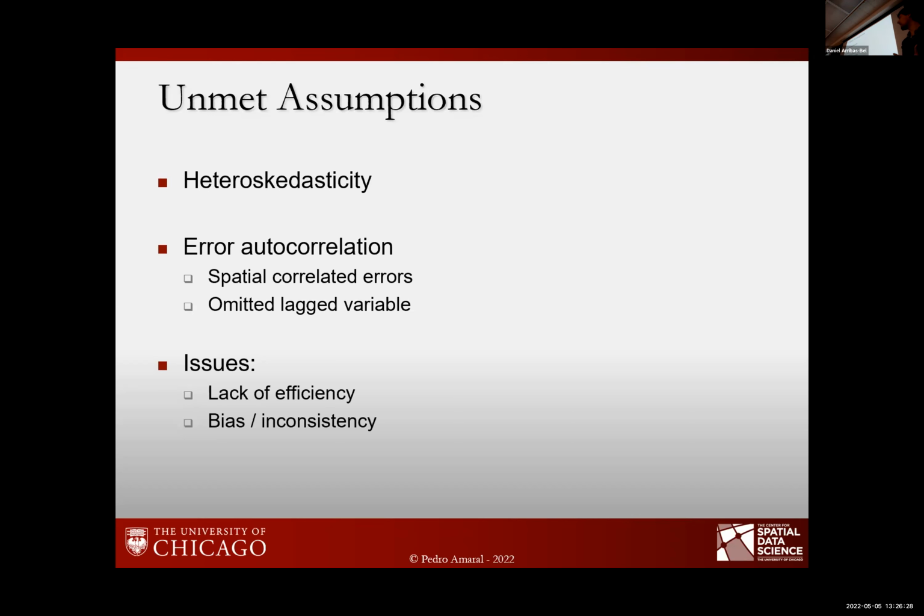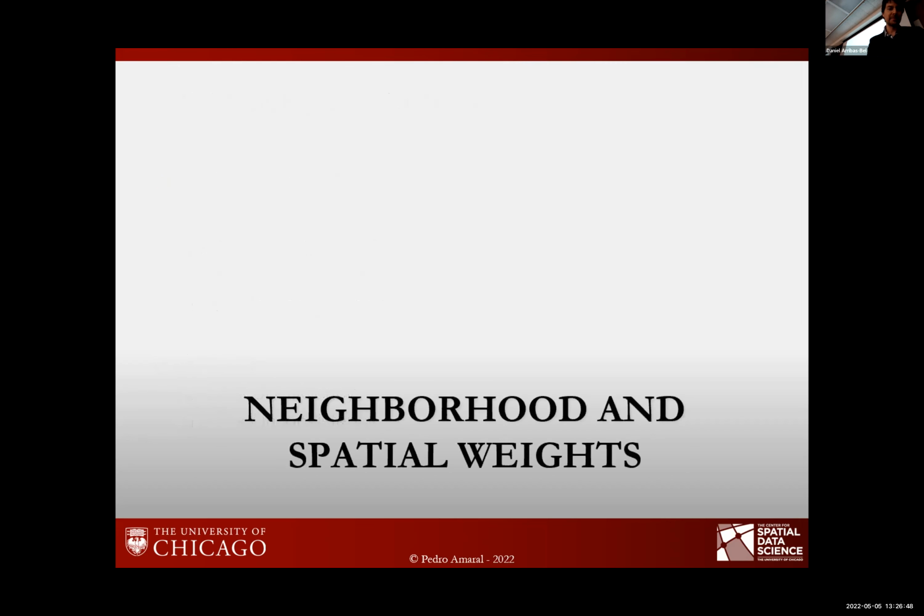So these are the things that we deal with when we are talking about spatial models. We have to take care of either a loss of efficiency, depending on the assumptions that are not being met, or bias and inconsistency in the estimations if we do not take into account this spatial relationship.